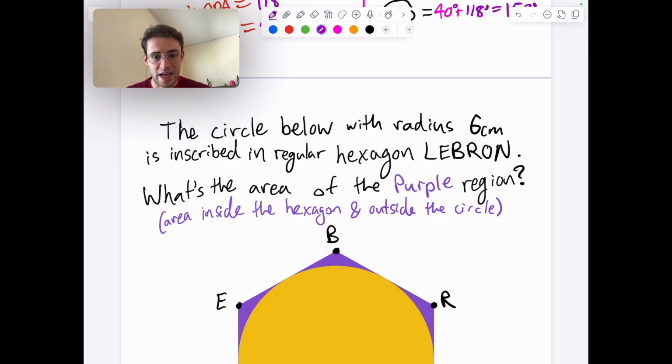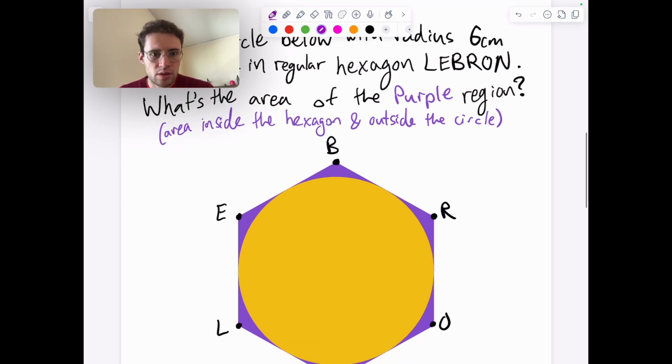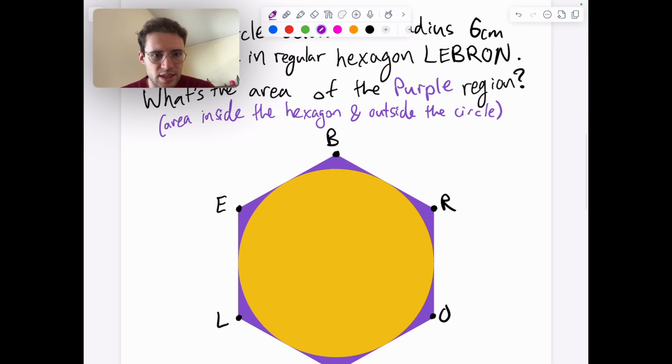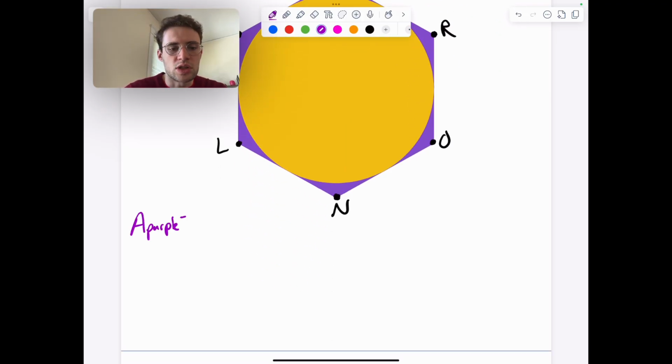All right, next we have a circle with radius 6 centimeters, and the circle is inscribed. So the circle is inside of the hexagon as far as it can fit. And the hexagon, LEBRON. What's the area of the purple region? So the purple region here is the area inside the hexagon, but outside of the circle. That means that to find the area of the purple, we're going to need to do the area of the hexagon minus the area of the circle, right?